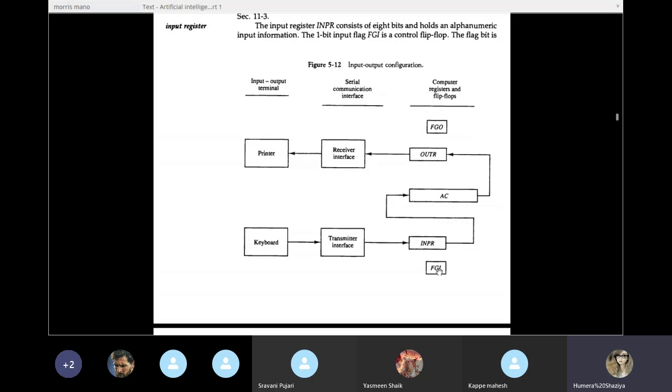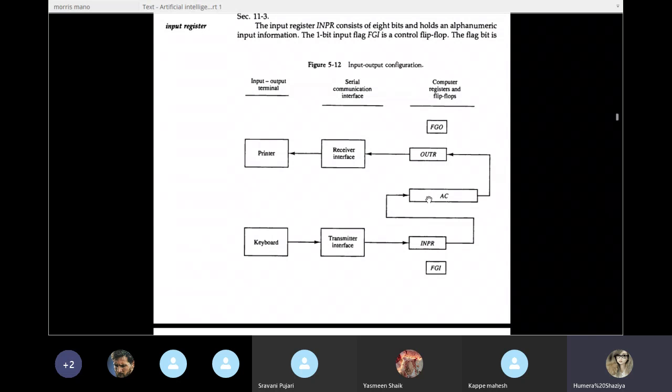Whenever this flag is set, the accumulator will read the data from the input register. Because if you are performing an addition operation using a Java program, the program prompts you to enter a number. Then the program waits until you enter a number. Suppose you enter 3. When you enter 3, what happens? 3 should go to the accumulator. Why should it go to the accumulator?